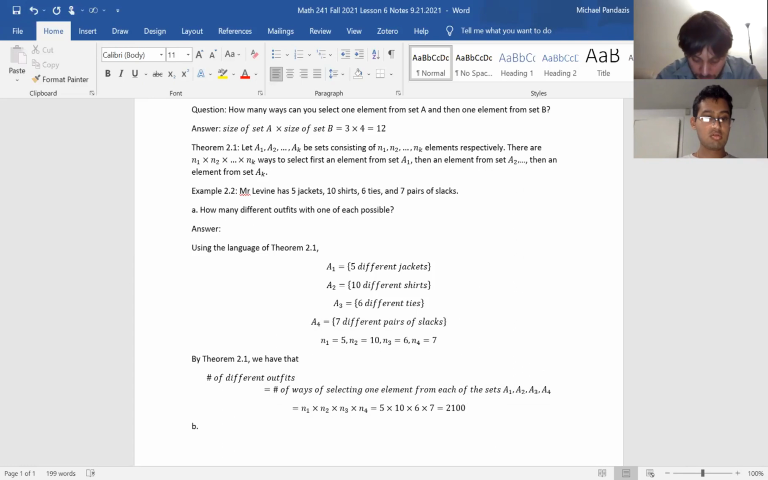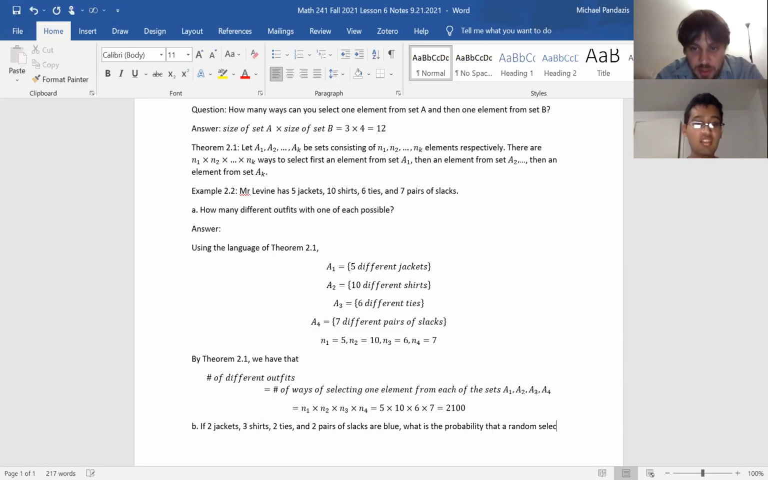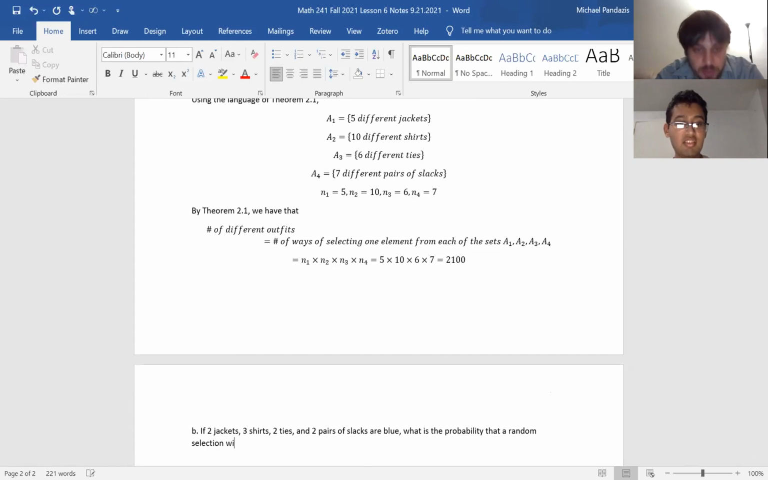Part B says, if 2 jackets, 3 shirts, 2 ties, and 2 pairs of slacks are blue, what is the probability that a random selection will result in an all blue outfit?